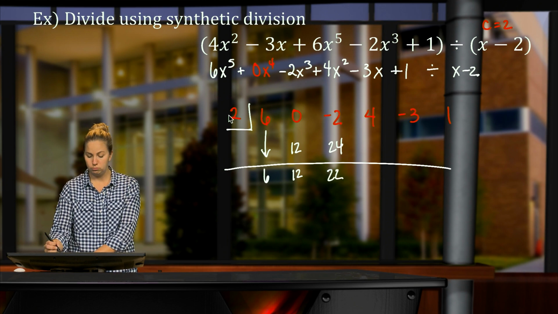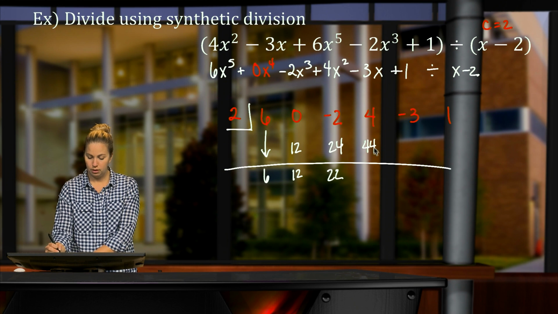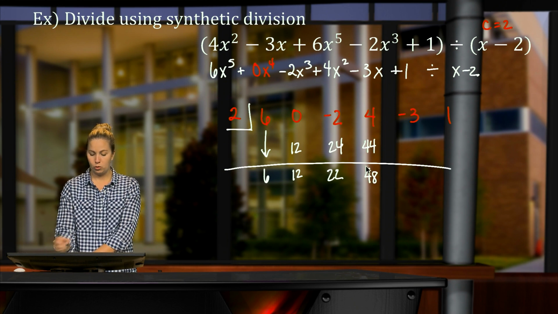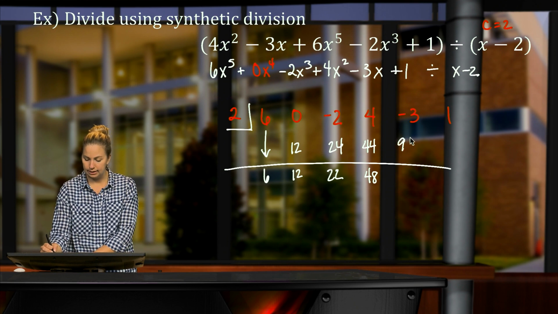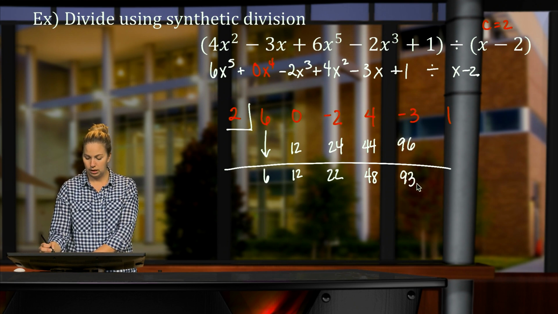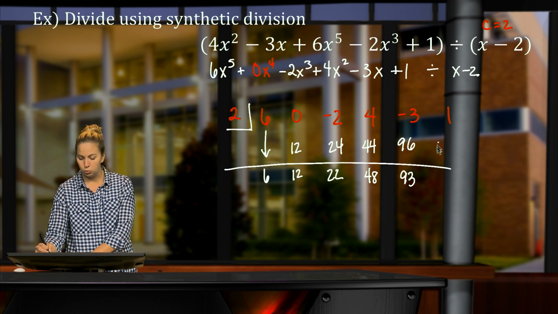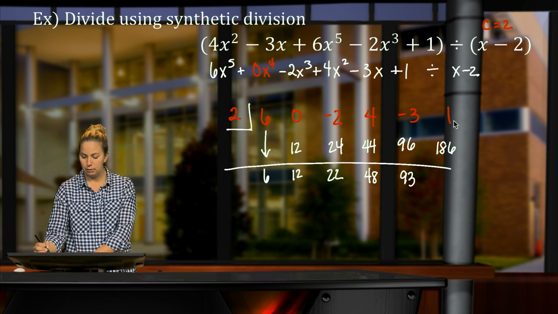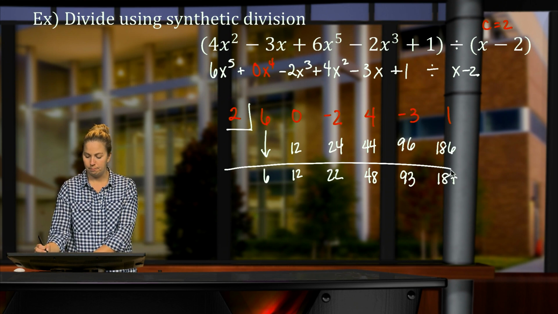22 times 2 is 44. 44 plus 4 is 48. 48 times 2 is 96. Plus negative 3 is 93. 93 times 2 is 186, plus 1 is 187.